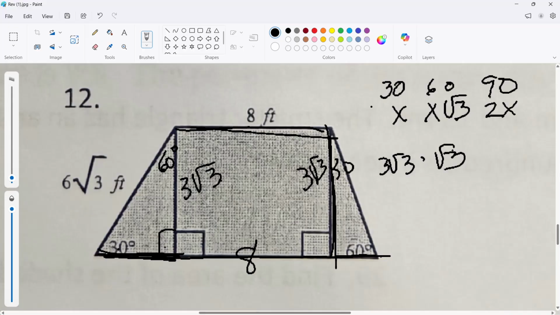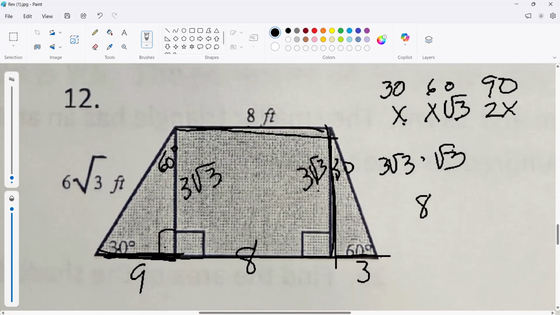Square root of 3 times square root of 3 is 3. 3 times 3 is 9. This piece is 9. And then if this is 3 square root of 3, well, that's x square root of 3. So the side opposite 30 is just x, which is 3. So now I've got it.